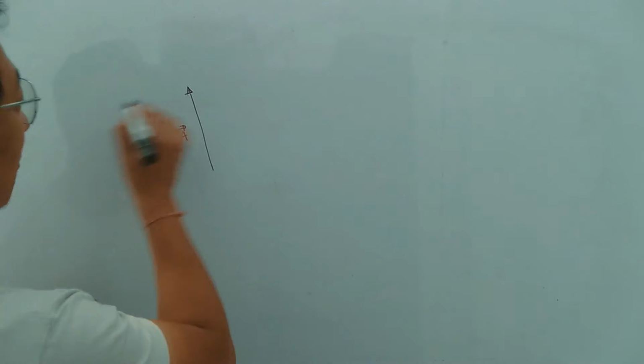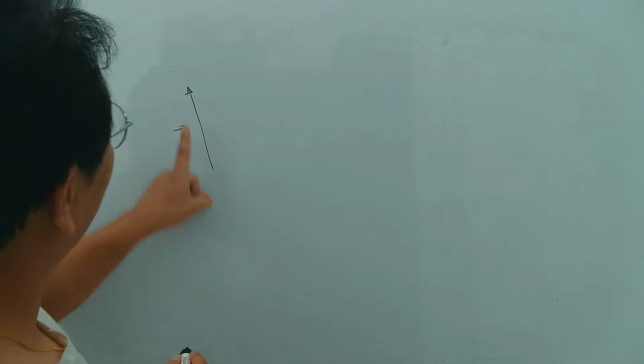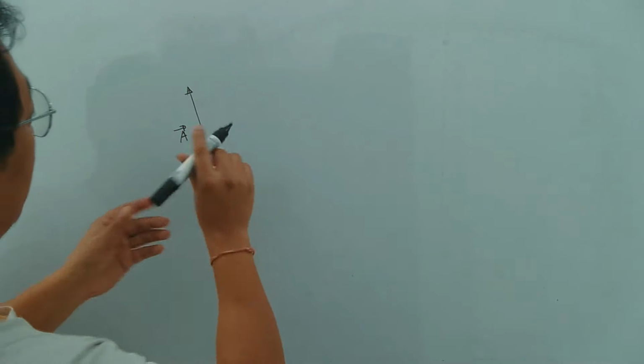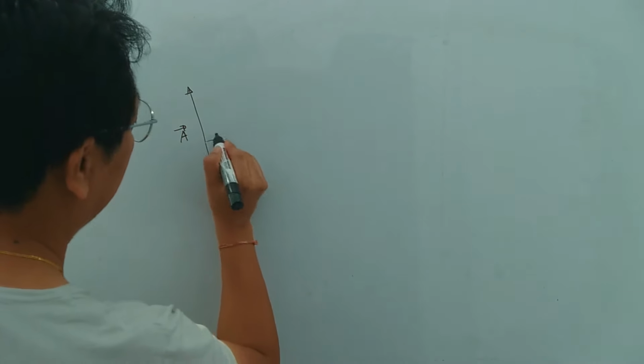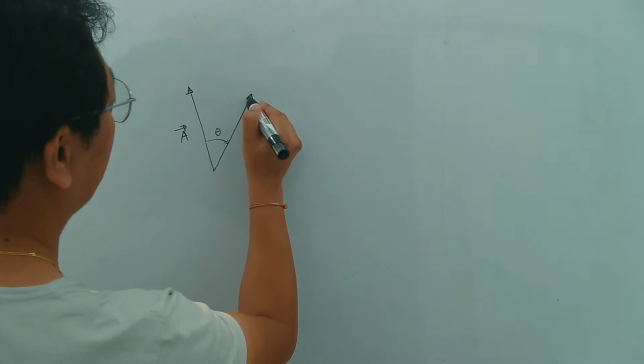So imagine this is a vector whose magnitude is given by this length, right? And direction is given by the arrow wherever it is pointing. Now let's say I rotate the vector around this point. So around this point I rotate the vector. Let's say I rotate it by some angle theta. So this is my new vector.